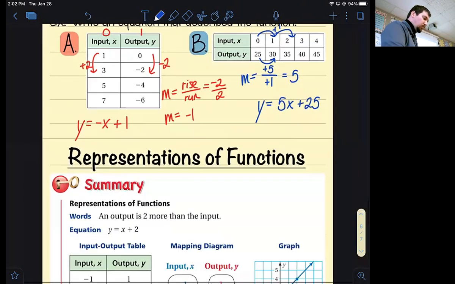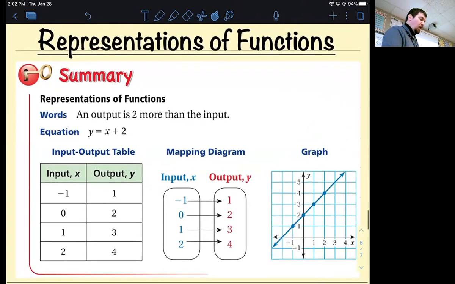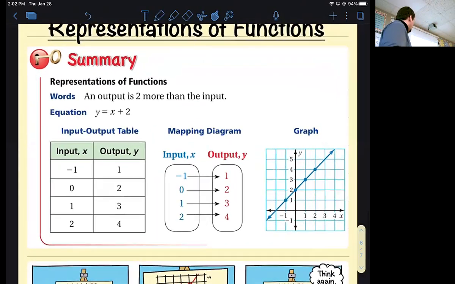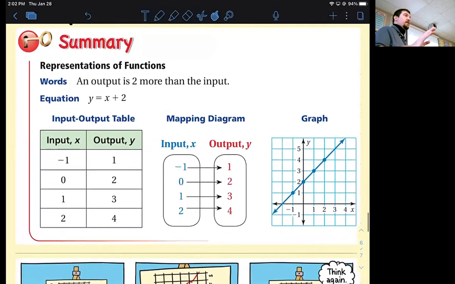Okay. Now, what I have left here in your notes, this isn't homework. This is kind of like a summary of everything. Here are all the different ways so far that you can represent functions. We looked at functions where they give us words, and we wrote the equation. Obviously, you can have an equation. You can have an input-output table, a t-table. They could give you a mapping diagram. That could represent a function. A graph represents, those are all different ways that you could represent functions.